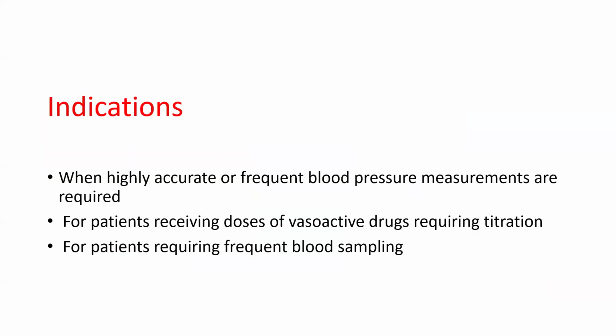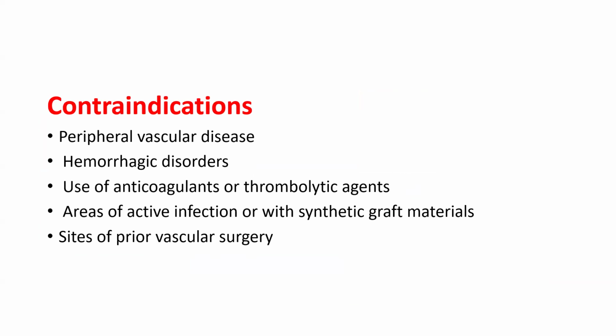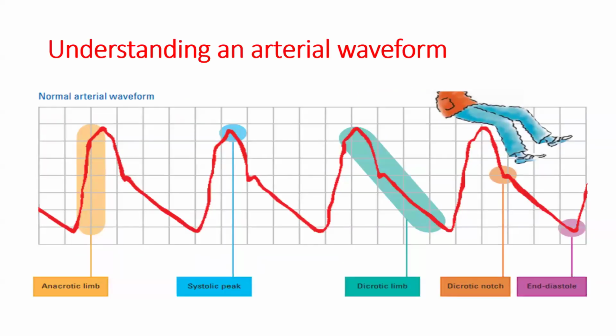Indications of the art line are when highly accurate or frequent blood pressure measurements are required, for patients receiving doses of vasoactive drugs requiring titration, and for patients requiring frequent blood sampling. The contraindications are peripheral vascular disease, hemorrhagic disorder, use of anticoagulant or thrombolytic agents, areas of active infection or with synthetic graft material, and sites of prior vascular surgery.